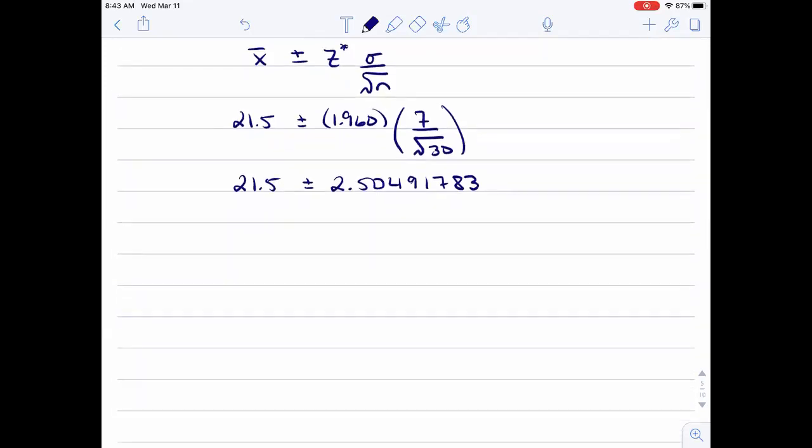2.50491783. So on the minus end, how we're going to write this is round bracket, the lower bound, so that's why I calculate that first. So round bracket, and my lower bound is 18.99508217, up to 21.5 plus 2.50491783, up to 24.00491783.